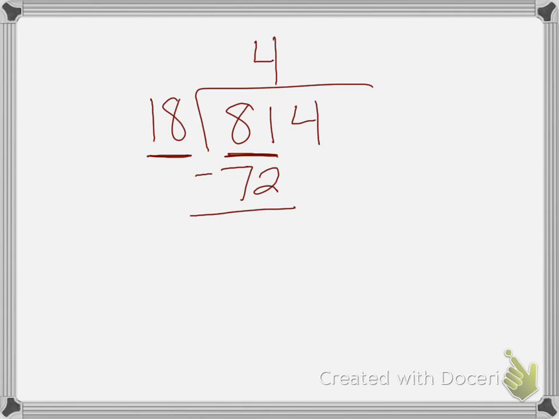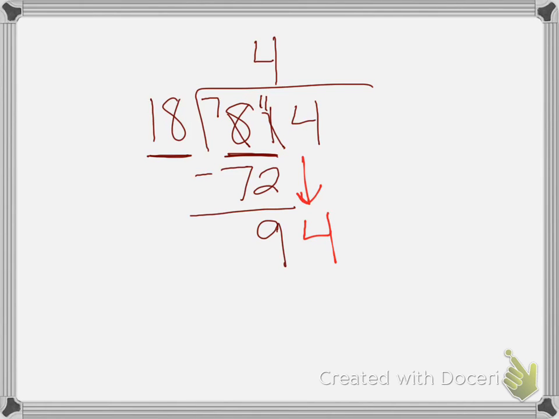Okay, we need to subtract. 81 minus 72, go ahead and try that. Well, I have to borrow, so I change this to a 7, and I change this one to an 11. 11 minus 2 is 9. 7 minus 7 is 0. Next thing I need to do is drop down that 4. So drop down the 4.